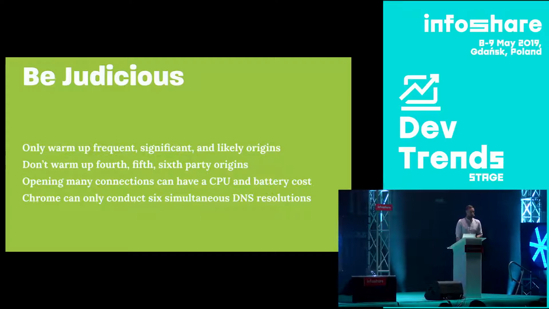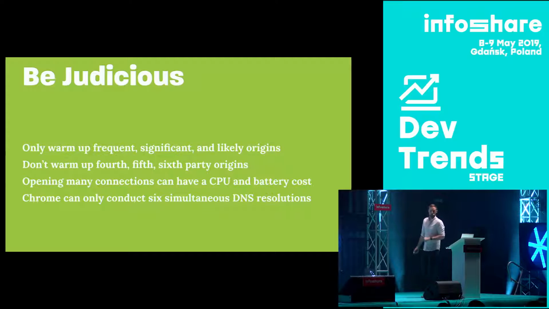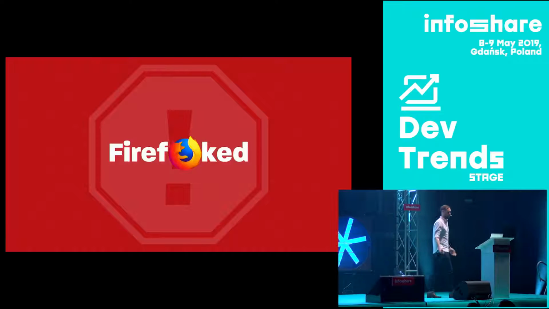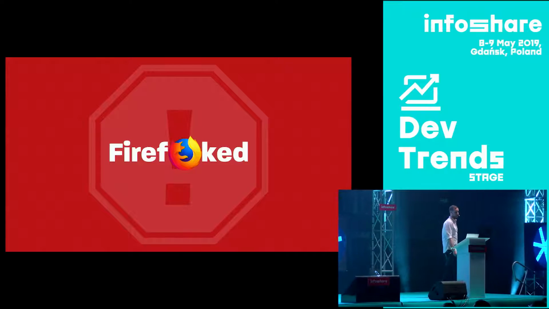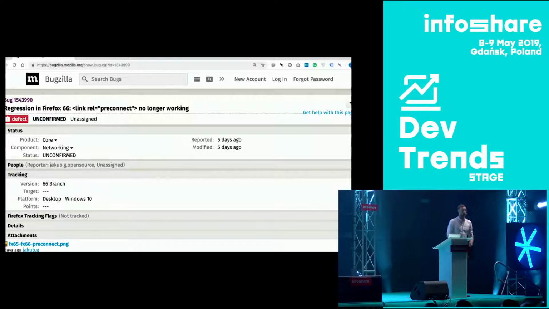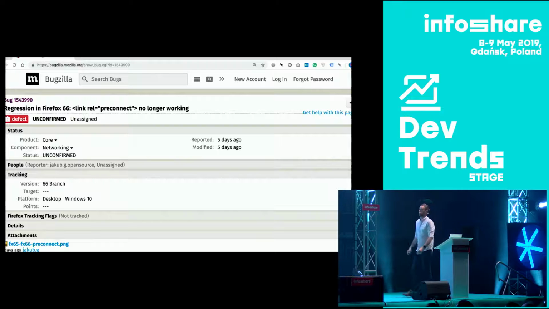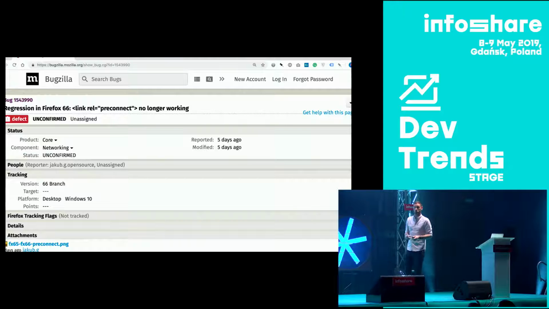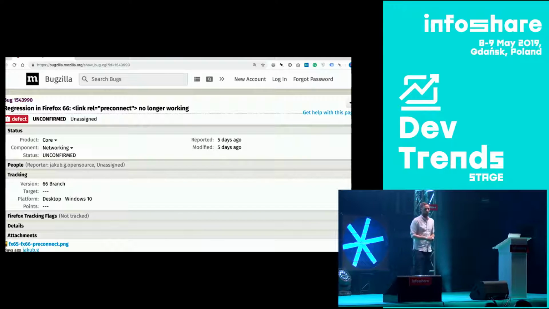Firefox has just completely stopped working. There's currently a regression in Firefox 66 where preconnect just stopped working. It just kind of disappeared. Nothing really to panic about. This will come back. They're working on it. It was a simple regression. But if you are implementing preconnect and you notice that Firefox doesn't seem to be working, there was a regression recently.